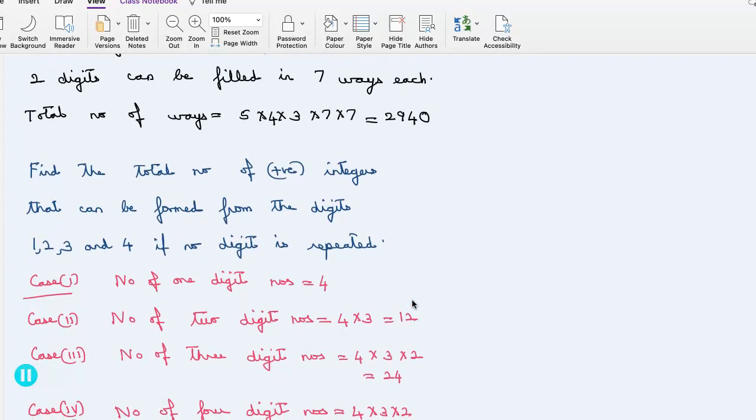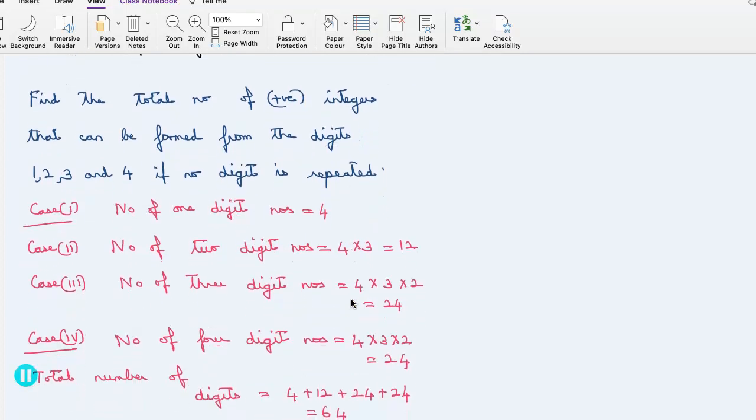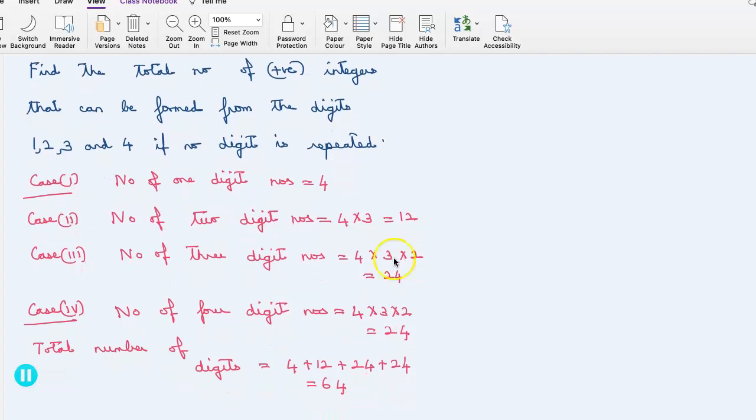Coming to the next question, find the total number of positive integers that can be formed from the digits 1, 2, 3 and 4 if no digit is repeated. Now the number of 1-digit numbers will be just 4 because it can be filled in 4 ways. Number of 2-digit numbers, the first can be filled in 4 ways, second in 3 ways, so it is 12. Number of 3-digit numbers, first digit in 4 ways, second digit 3 ways, third digit 2 ways, so it is 4 into 3 into 2, which is 24.